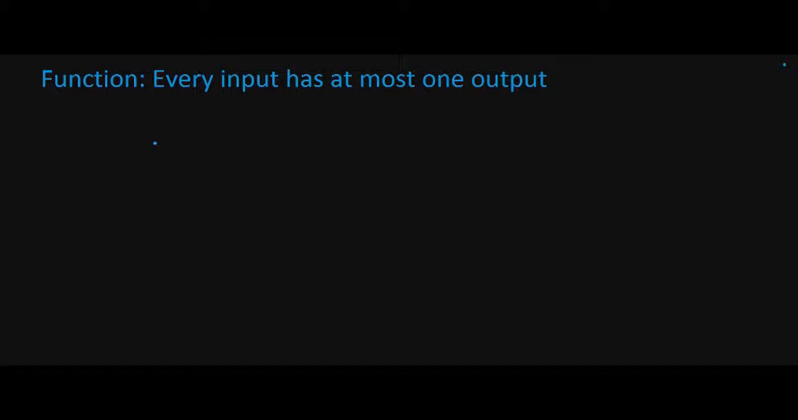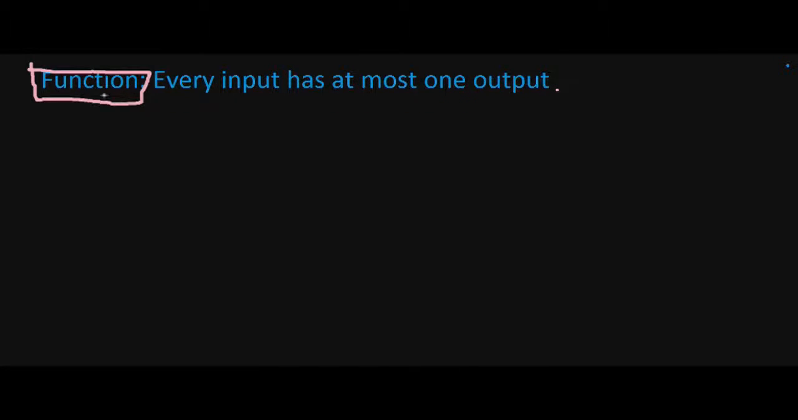If you weren't in class or you wanted to get an understanding of what we did, the idea is the definition of a function: every input has at most one output. That means it can either have one or none, alright? So let's go ahead and dive right into it.